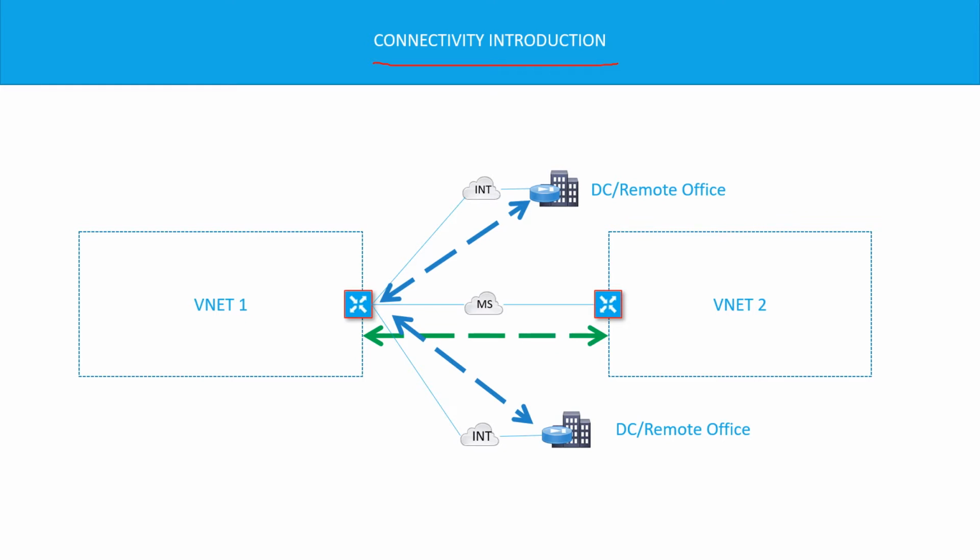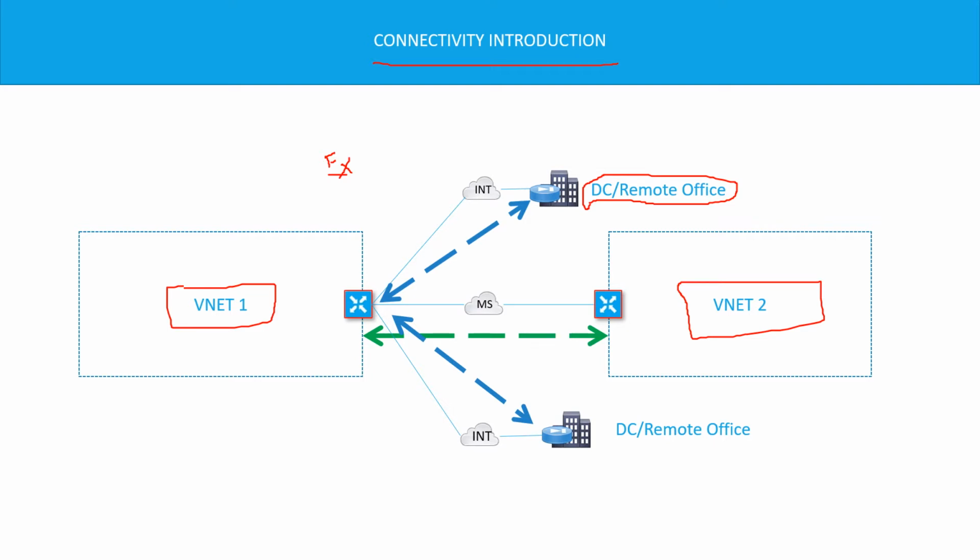On my slide, you can see I have a VNet 1 in one region. VNet 2 can be in a different region or in the same region. And I have some data center or maybe some remote offices at multiple locations. My data center remote offices can connect to Azure on either ExpressRoute or public internet. So we are going to discuss the public internet infrastructure.